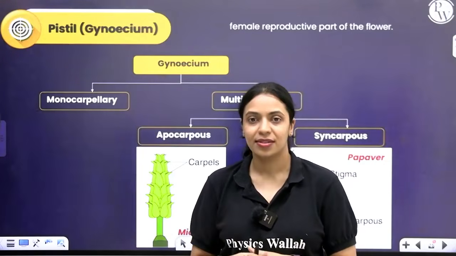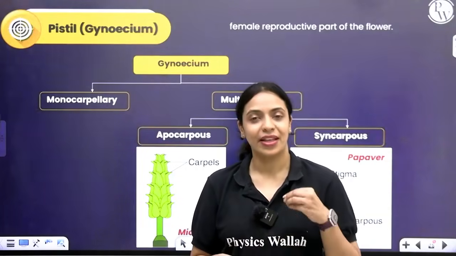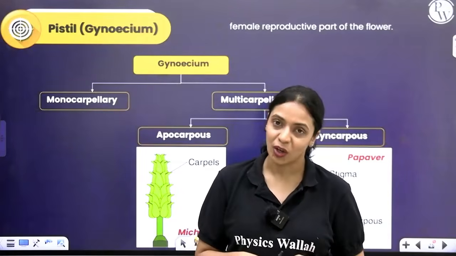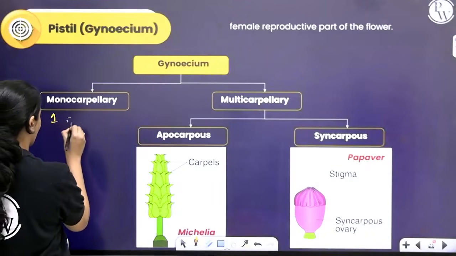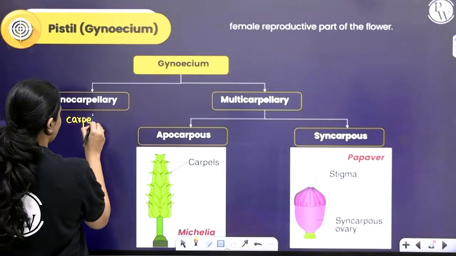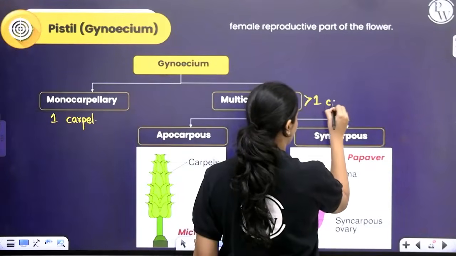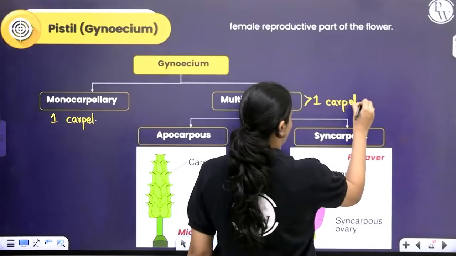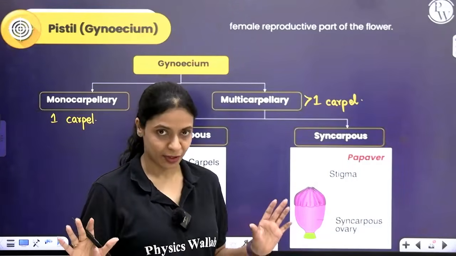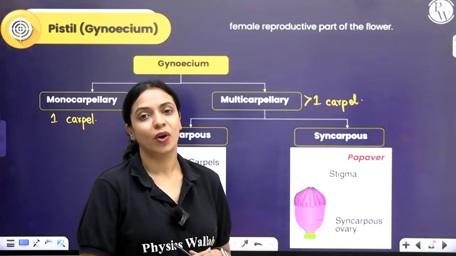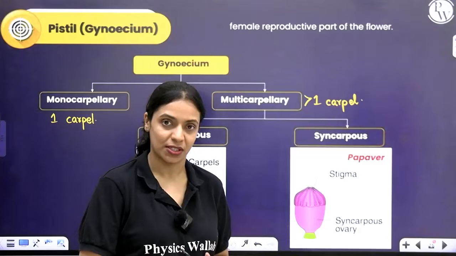In some plants, there is only one carpel. In some plants, there are many carpels. When there is only one carpel present, we call that monocarpellary condition. Okay, so here only one carpel will be present. Whenever there is more than one carpel present, we call it multicarpellary condition. Whenever there's more than one carpel, the carpels may be fused or they may be free. If they are fused, we call it syncarpous. If they are free, we call it apocarpous.